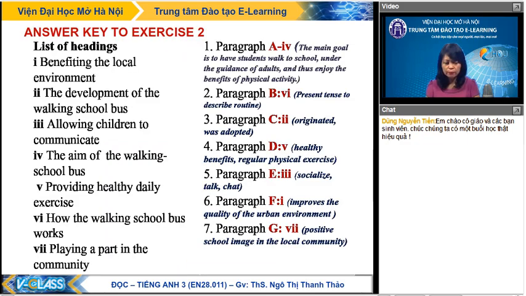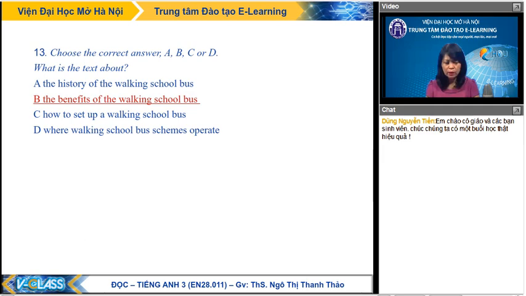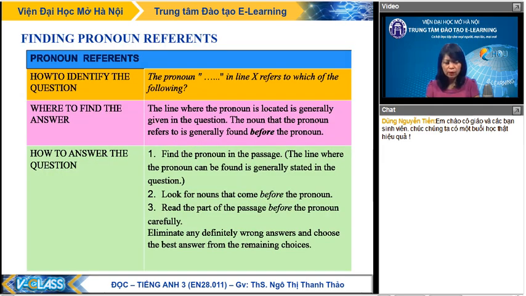Now, I would like you to spend a little bit more time with the next one here, our part 2, finding pronoun reference. So, what about the way to identify the question here? You see that this one is very common. The pronoun X in line X refers to which of the following? So where can we find or locate the answer to the questions here? You see that the line where the pronoun is located is generally given in the question.